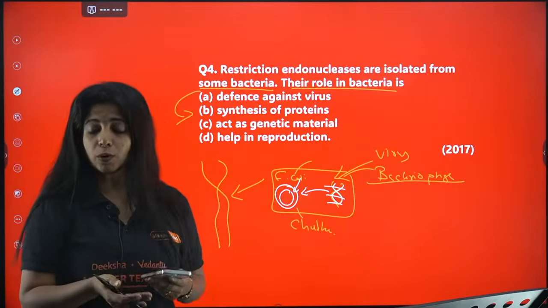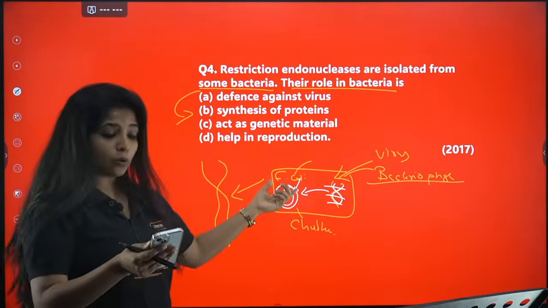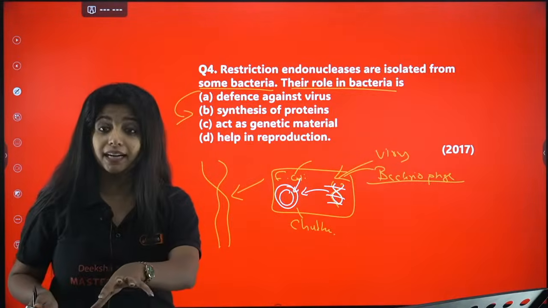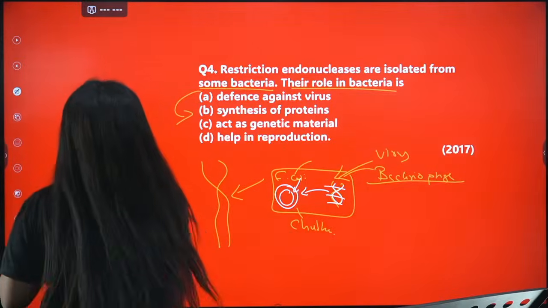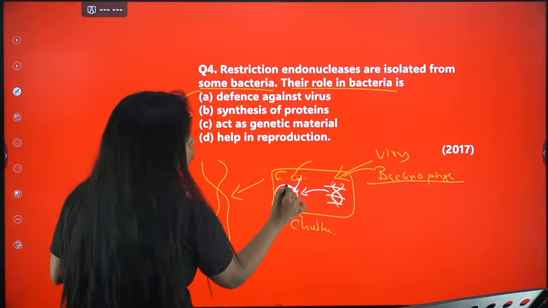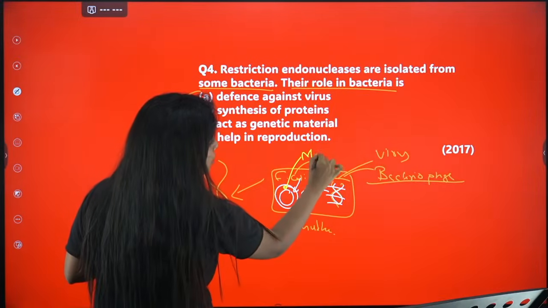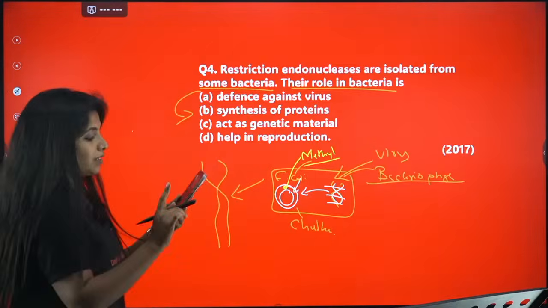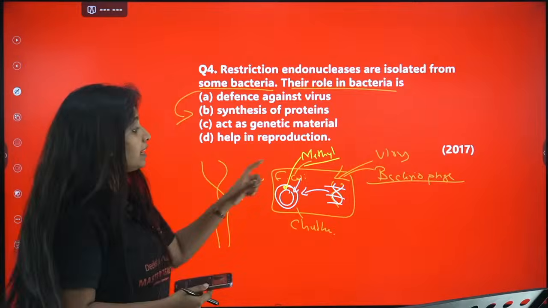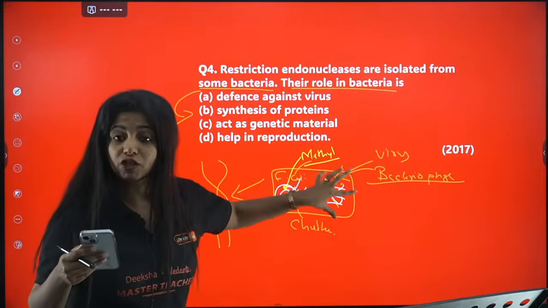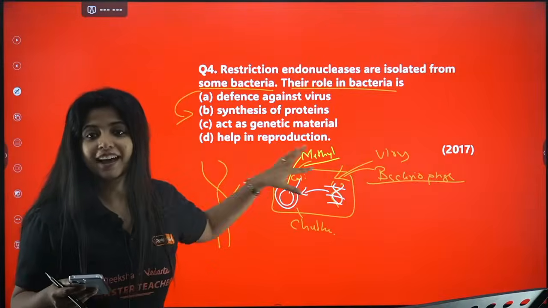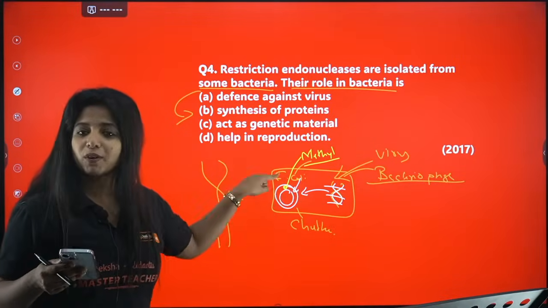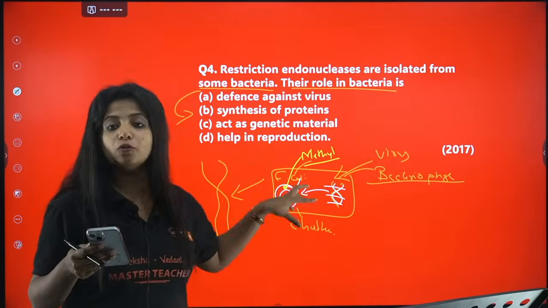Now, restriction endonucleases anyway cut the DNA. It can cut their own DNA, right? So, to protect itself from cutting its own DNA, what does it do? It produces another enzyme which adds a methyl group. So two enzymes are there. One adds a methyl group and the other actually cuts off the genetic material. So the genetic material of this virus is cut and chutku is now safe, because it has already added a methyl group on itself.